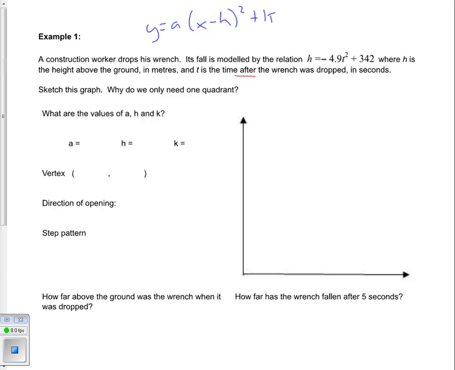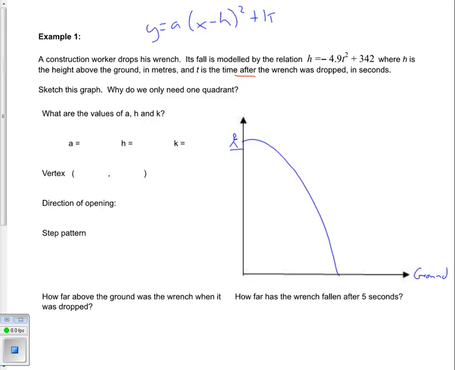We need to sketch a graph. It doesn't need to be 100% accurate, but why do we only need one particular graph? Well, this represents height, probably of a building. The guy is probably standing in the building somewhere. So let's say this is the building, and here is the poor individual who has lost his wrench. He drops it, and it's going to fall all the way to the ground, so we don't need the other half of the parabola. We only need one part of it, and this section here represents the ground.